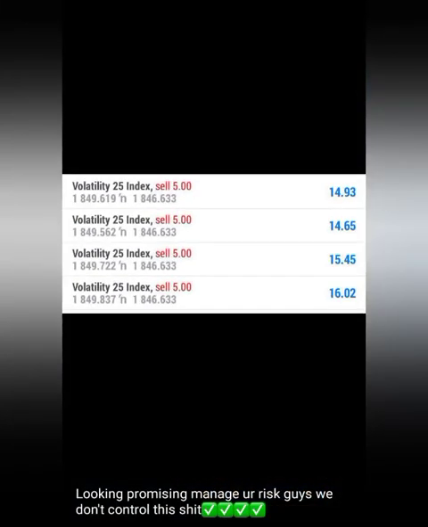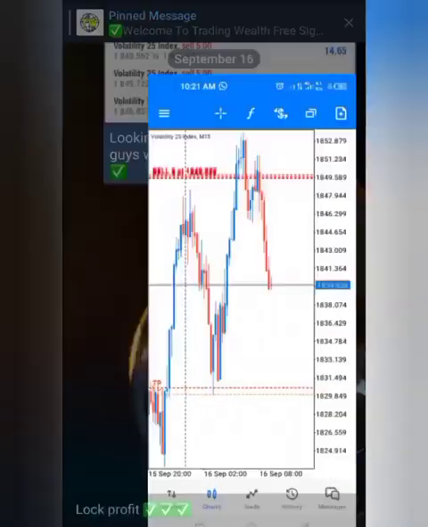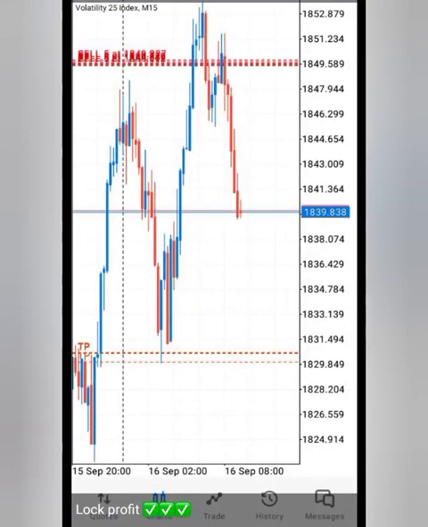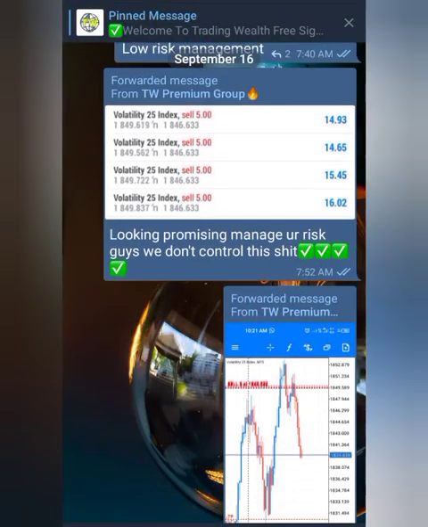This was how we started and how we moved. As we were moving, I tried to tell the group what to do. Look at here, I told them looking promising. Manage your risk, guys. We don't control this, and that's the pure truth. I try to let people know the truth in this very business. I don't have to fake it. If you don't want to follow me, you can follow whoever you want to follow. If you don't want to trade my signal, you can trade whatever you want to trade. But the truth is what I have to tell you, and that's the only thing I owe you.